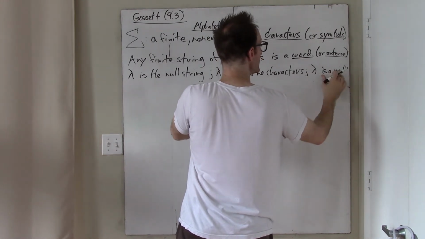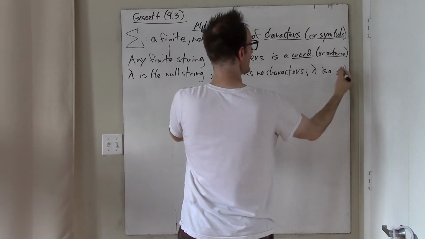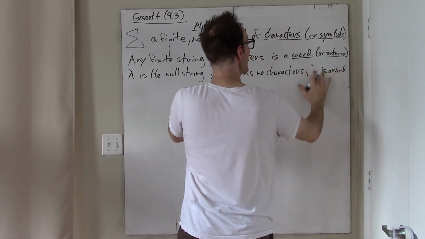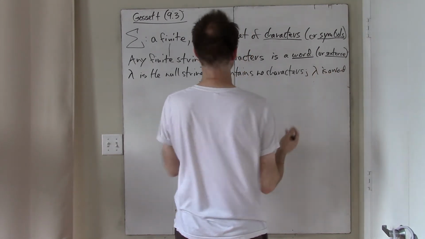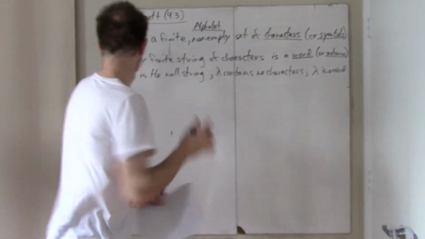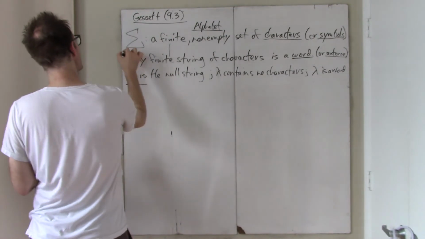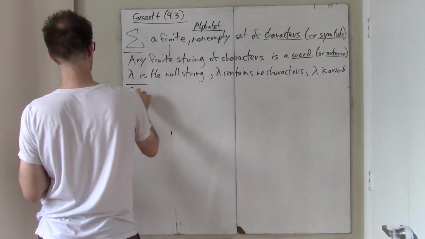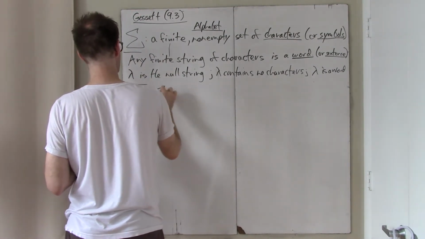Because a word has been defined as a finite string of characters, and lambda is a finite string of characters. It's just a string of length 0. Okay, and now I'm clarifying something I think that Gossett really messes up, which leads to a lot of confusion every year.